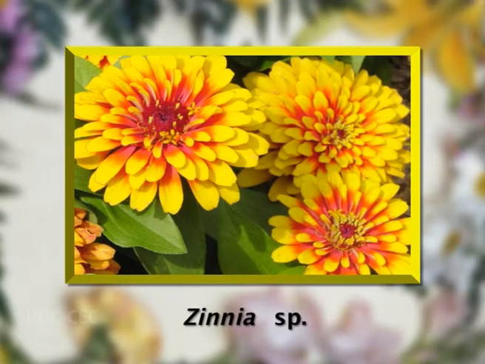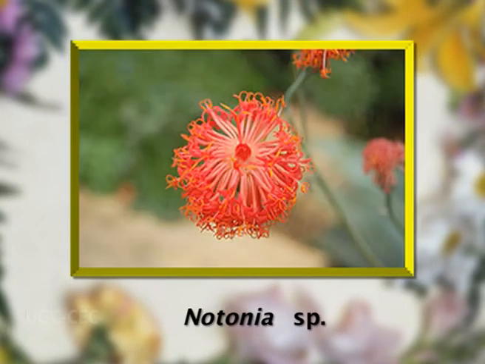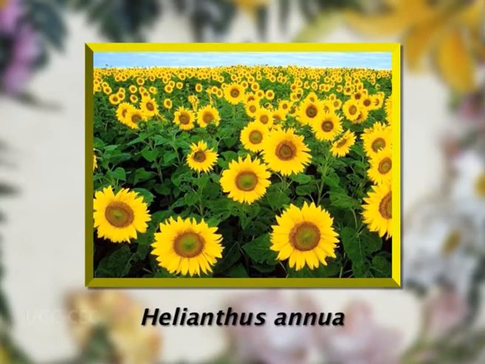The homogamous heads possess either only the ray florets, for example, zinnia, or they possess only disc florets, as in Vernonia and Notonia. On the other hand, the capitulum is said to be heterogamous if it consists of two types of florets, that is both ray and disc florets, for example cosmos and helianthus or sunflower.